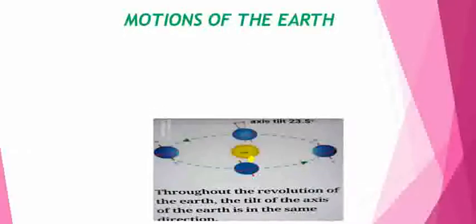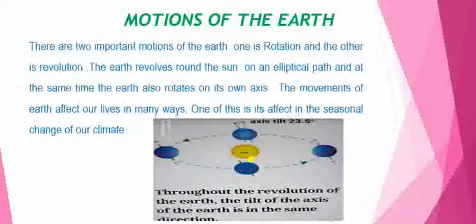So, dear students, let's have a look at motions of the Earth. There are two important motions of Earth. One is rotation and the other is revolution. The Earth revolves around the Sun on an elliptical path. This is the elliptical path, and on this path, the Earth revolves around the Sun, and at the same time, the Earth also rotates on its own axis.